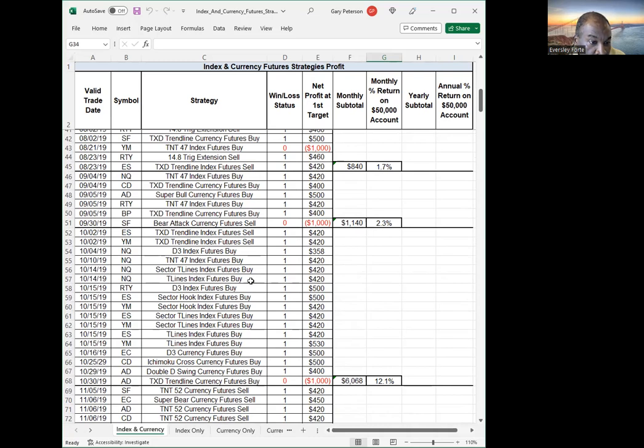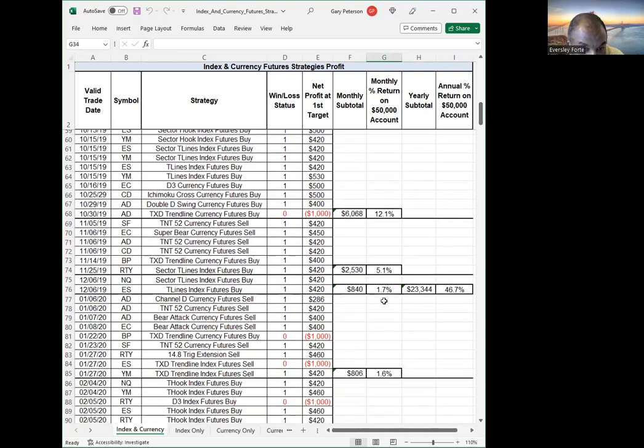Note, almost all of these are long. This is normal for October. When we see buy signals in October, cha-ching. October is a great month for long trades, 12% return. So if you see buy signals in October, that's usually great. The seasonal pattern.